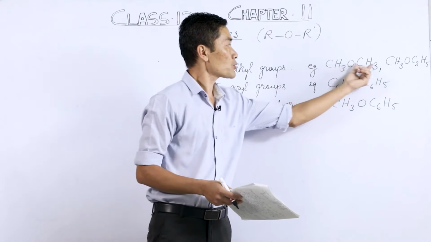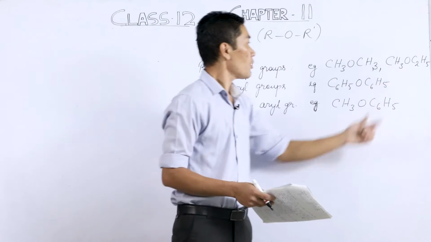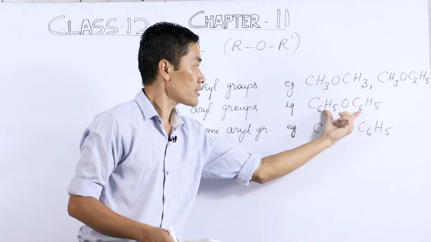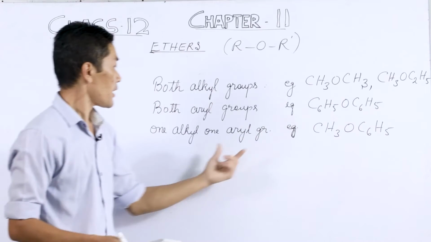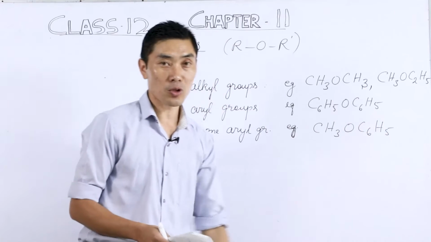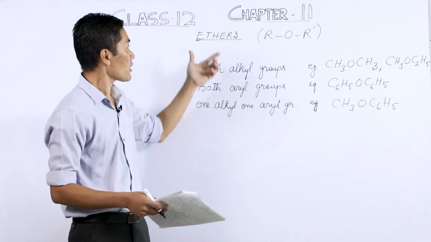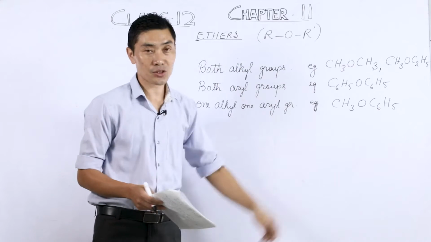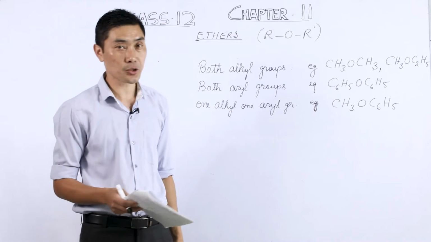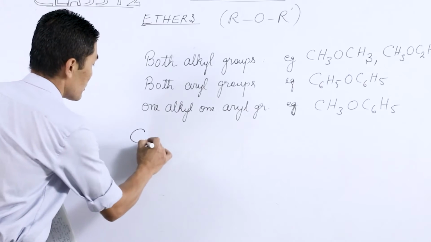For example, we have two methyl groups here, or it may be different alkyl groups also like this, or both of these R's may be aryl groups also. For example, here both are phenyl groups, and then one may be an alkyl group, the other may be an aryl group also. All of these come under ethers. So ethers have the general formula ROR', where R and R' may be the same or different alkyl or aryl groups.